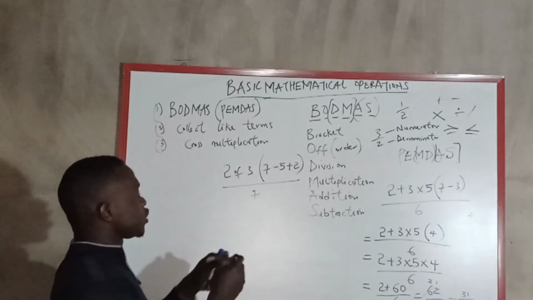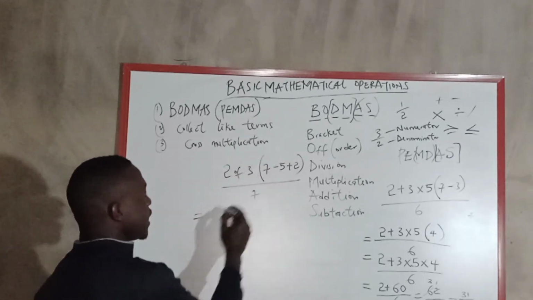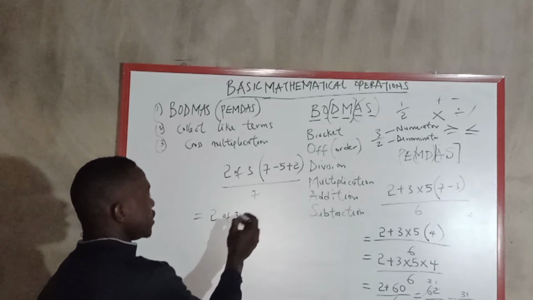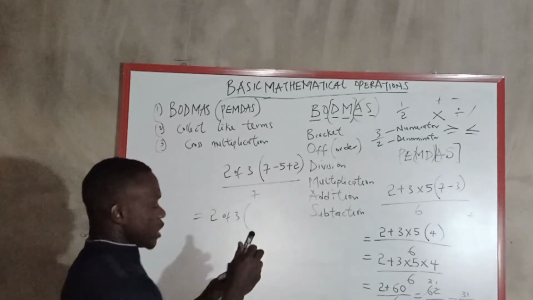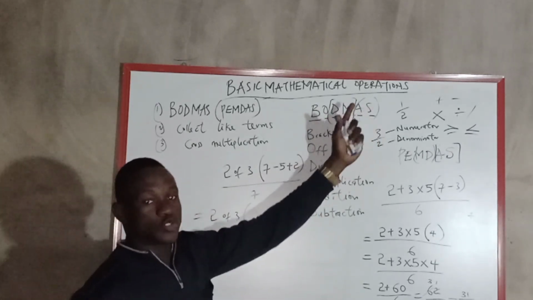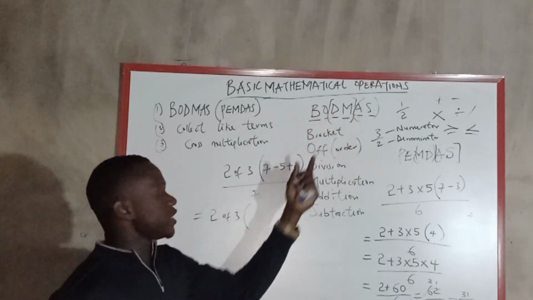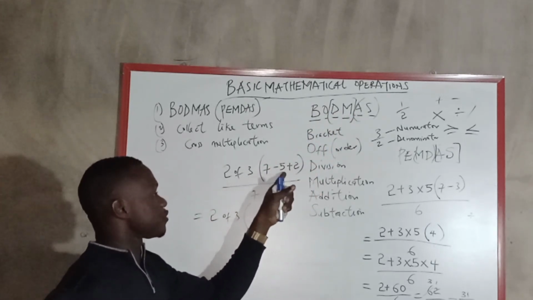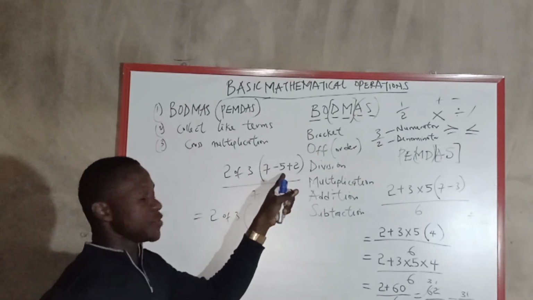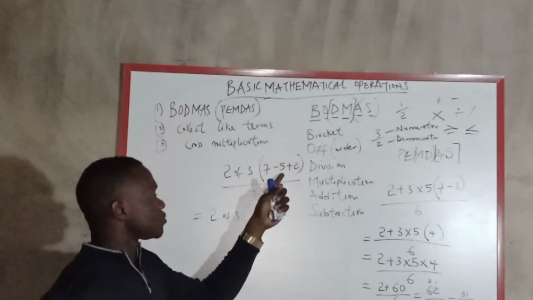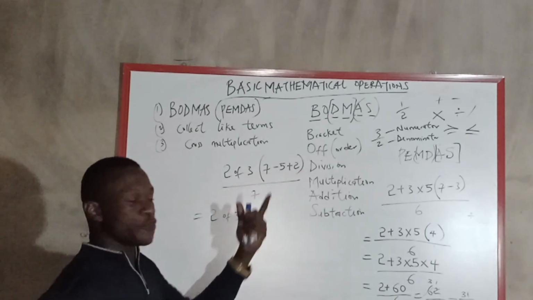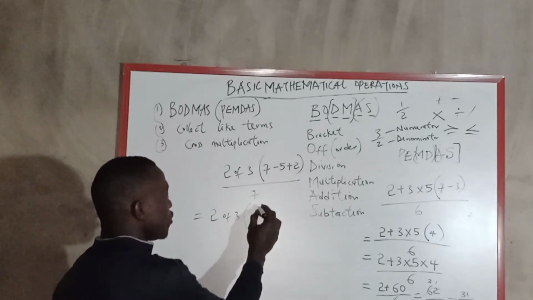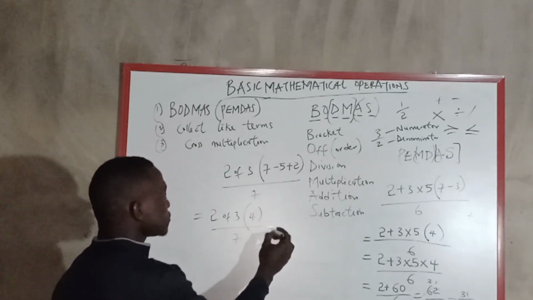So if we are to solve this question now, the bracket is first. So we have 2 of 3 brackets. I told you we can solve addition and subtraction together. You can solve division and multiplication together. So we're having addition and subtraction here. We can easily solve it together. So we can say 7 minus 5 plus 2. 7 minus 5 will give us what? 2. Then 2 plus 2 gives us what? 4. So we're having it as 4 over 7.